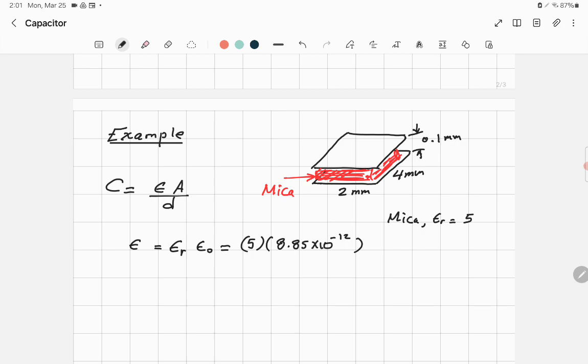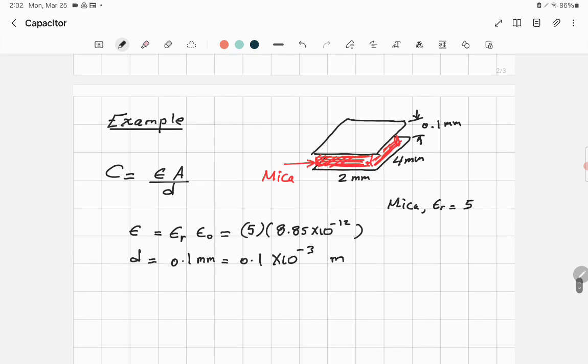And I want to find the distance. The distance is the separation distance between the two plates, as you see here. This is the separation distance, 0.1 millimeter. You have to convert it to meter. 0.1 millimeter is equal to 0.1 times 10 negative 3 meter.